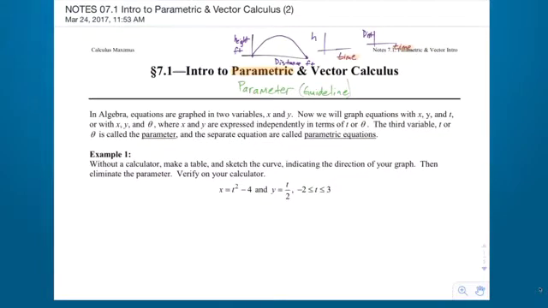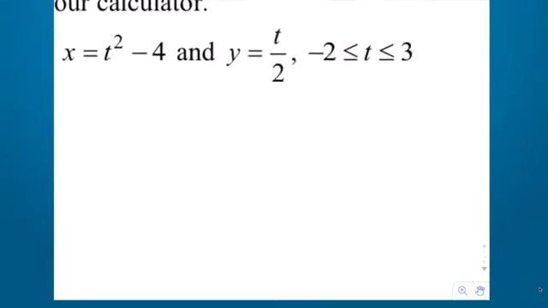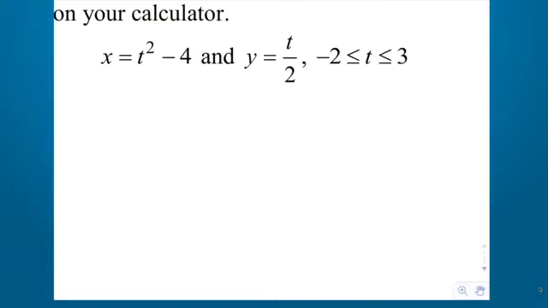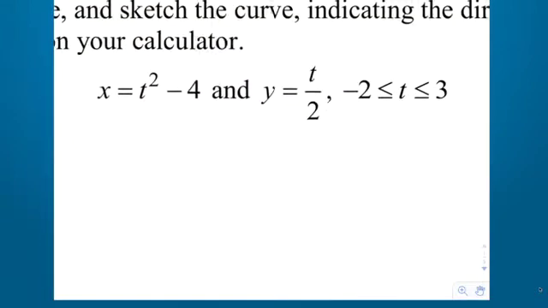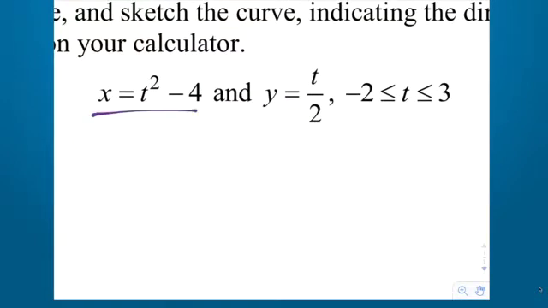All right, so let's look at example 1. We'll just try it out. It says, without a calculator, make a table and sketch the curve indicating the direction of your graph. Then eliminate the parameter and verify on your calculator. So here you go. We have a set of what we call parametric equations. It takes two equations now for a graph. You have the x-coordinate as a dependent function of time t, and you have the y-coordinate as a dependent function of the independent parameter t.